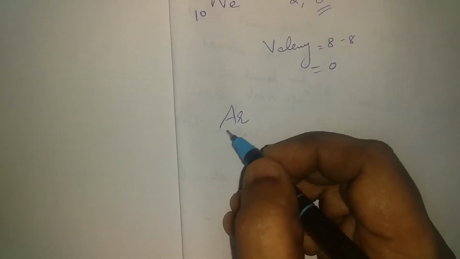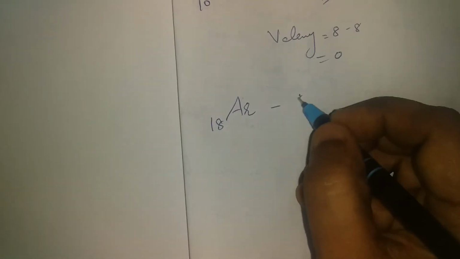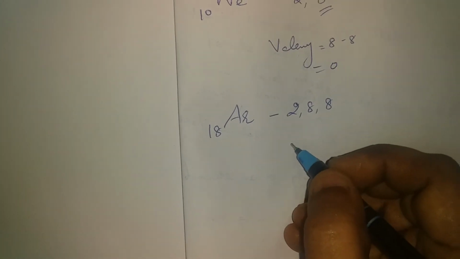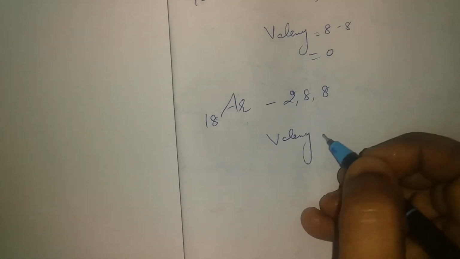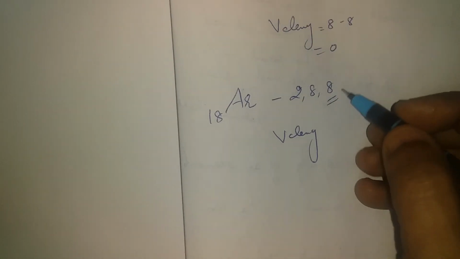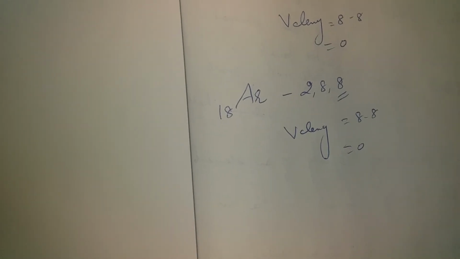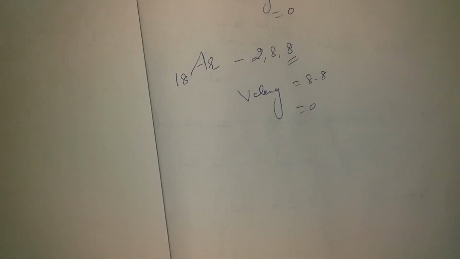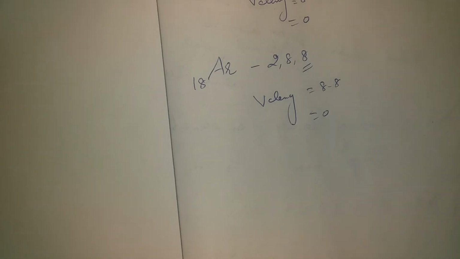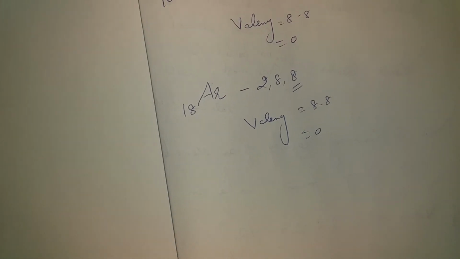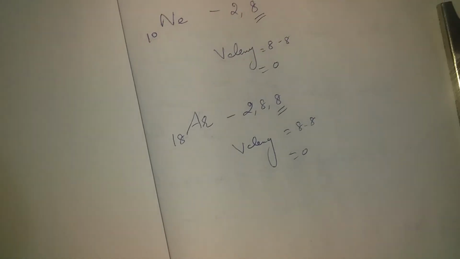Similarly, for argon, atomic number 18, configuration 2, 8, 8. The last shell has 8 electrons, therefore 8 minus 8. Here also it has 0 valency. Okay. Are you able to understand what we mean by valency? Do you all understand?